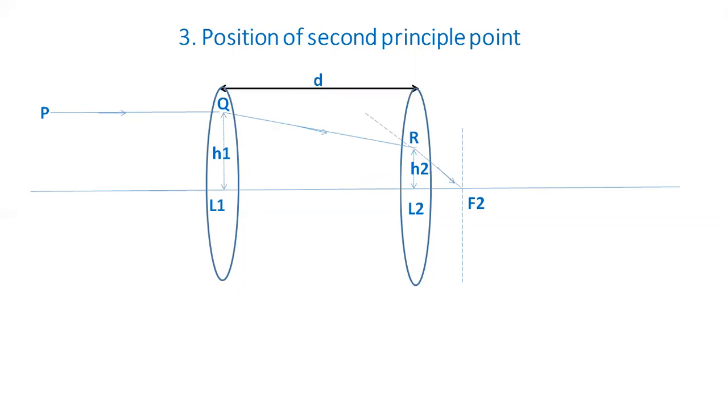And extrapolate RF2 in the backward direction. PQ in the forward direction, they meet at the point H2. At the point H2, draw a plane which is perpendicular to the principal axis. That plane is called the principal plane. That principal plane cuts the principal axis at point P2. It is called the second principal point. And we know the distance between P2 and F is the equivalent focal length.